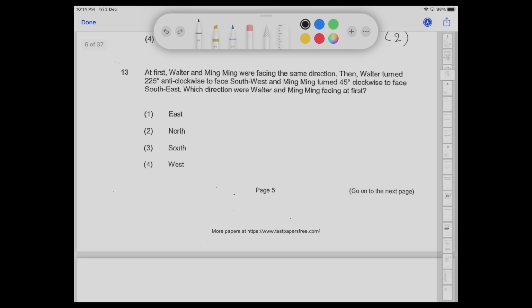At first, Walter and Ming Ming were facing the same direction. Alright, so this is a compass question about directions, right? So we don't even need to look at the question. What we absolutely have to draw is your compass. This is north, south, west, east, and your 8 directions too. North, east, southeast, northwest, southwest. You're facing the same direction, but Walter turned 225 degrees anti-clockwise to face southwest.